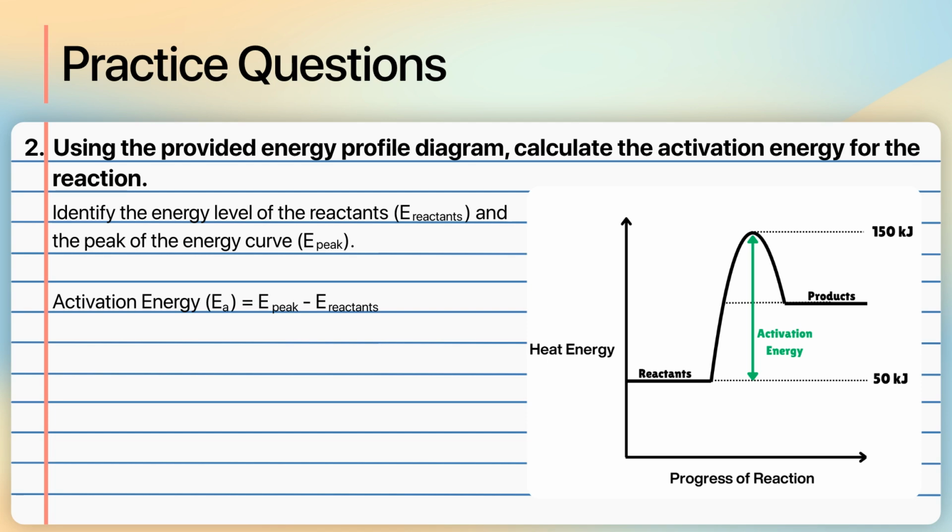From the diagram, we see the energy of the reactants is 50 kilojoules and the energy of the peak is 150 kilojoules. So activation energy equals 150 kilojoules minus 50 kilojoules, which equals 100 kilojoules. Thus, the activation energy for this reaction is 100 kilojoules.